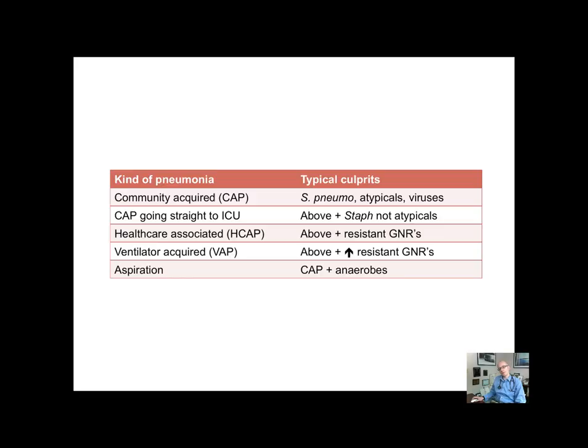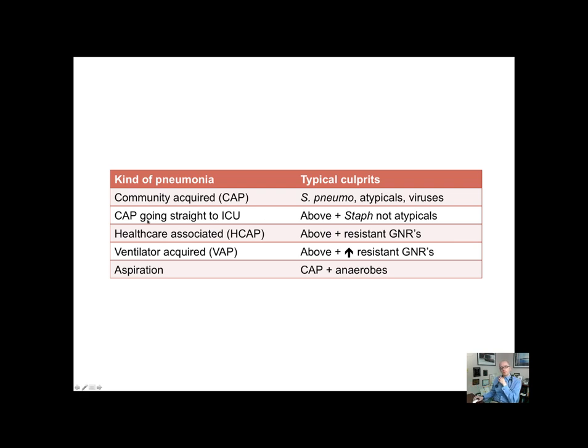So you remember from the pneumonia diagnosis slides that we have these different categories of kinds of pneumonia: community-acquired, sick community-acquired, healthcare-associated, ventilator-acquired, and aspiration. Each has a different spectrum of bugs that cause them. I want to review this quickly. So community-acquired pneumonia, you think about strep pneumo, atypicals like mycoplasma, chlamydophila, legionella, and viruses being way more common than things like resistant gram-negative rods, staphylococcus, etc.